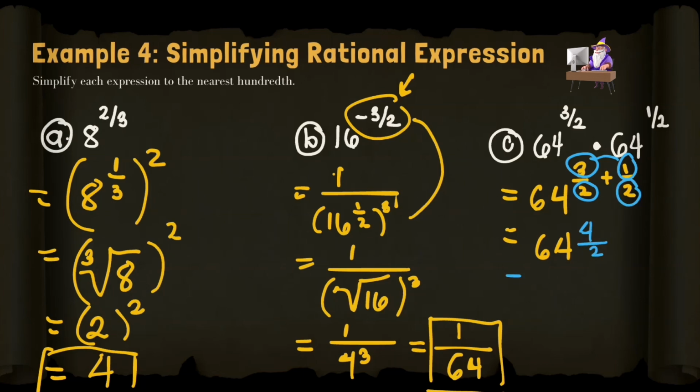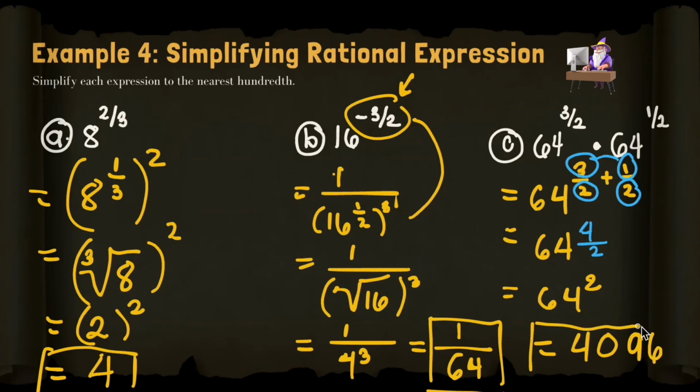Okay? And we can write it as well. We can simplify this one. 64 raised to 4 over 2. We all know yung division ng 4 over 2, that is 2, right? 4 divided by 2 is 2. And then finally, when you square the 64, 64 times 64, that is 4,096. And this is the simplified form of this particular expression.